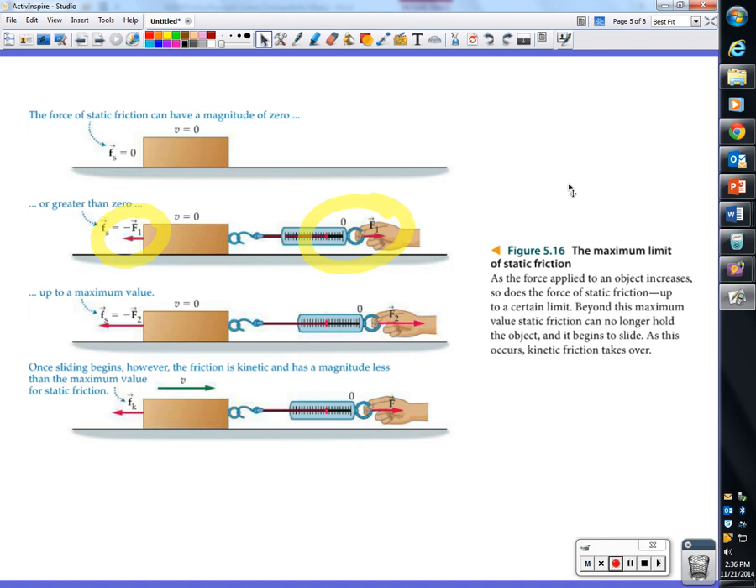To a limit, though. If static friction could adjust itself to match any applied force that I applied to an object, what would we see? Nothing would ever move, right? But that's clearly not the case. Some things are harder to move than others because they have a greater static friction value.